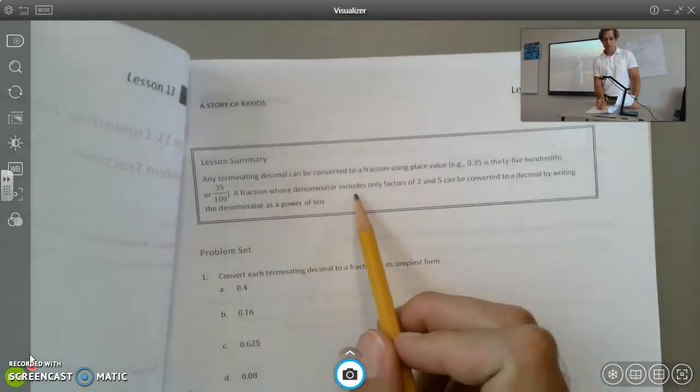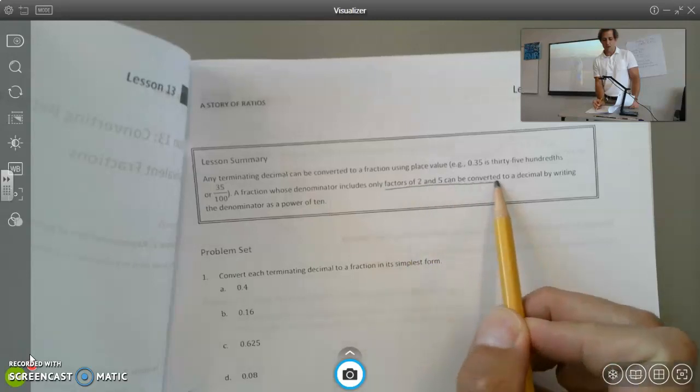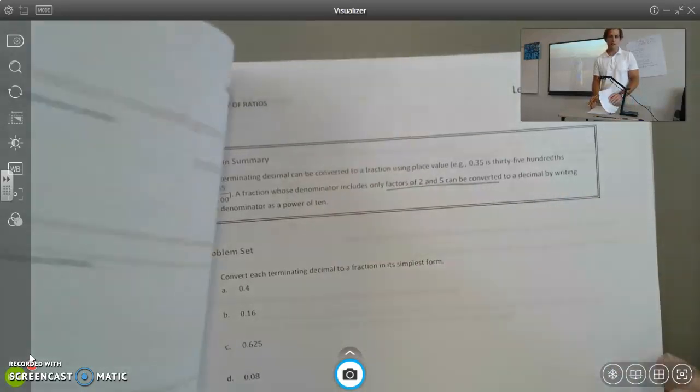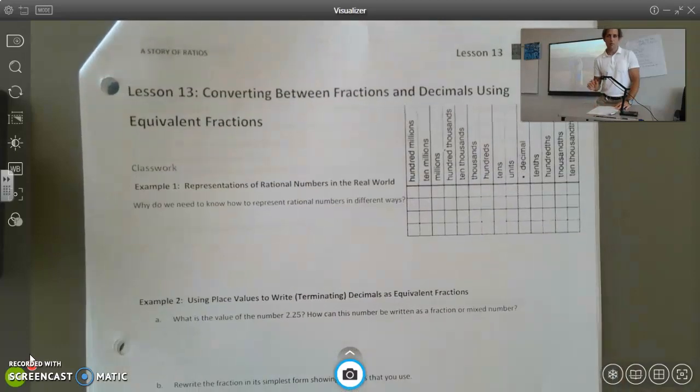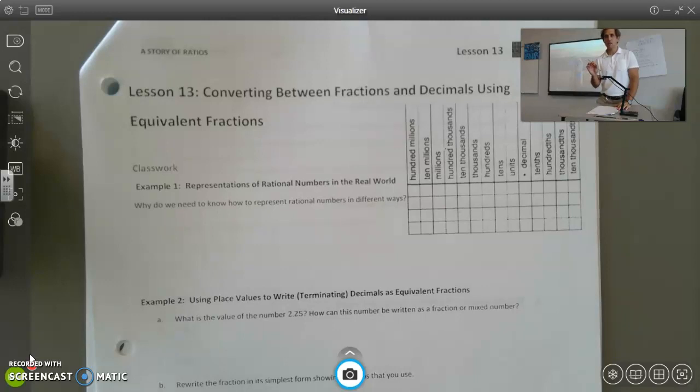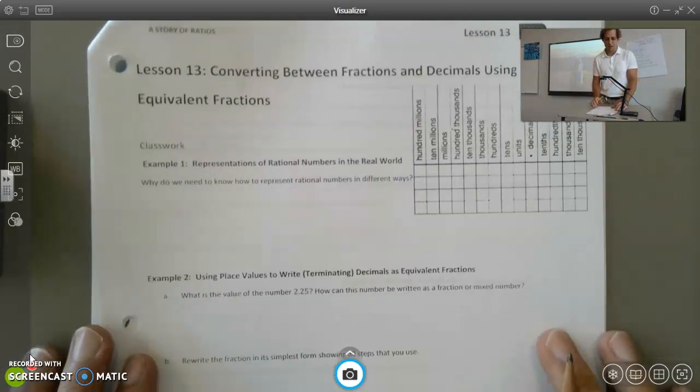A fraction whose denominator includes only factors of 2 and 5 can be converted to a decimal by writing it as a power of 10. So if we're going to change a fraction to a decimal, any fraction whose denominator can be made up of powers of 10, which would be prime factors of 2 and 5, can be converted to a decimal. I'll show this to you and we'll play with it a little bit. It's kind of just a pattern that we see in math.